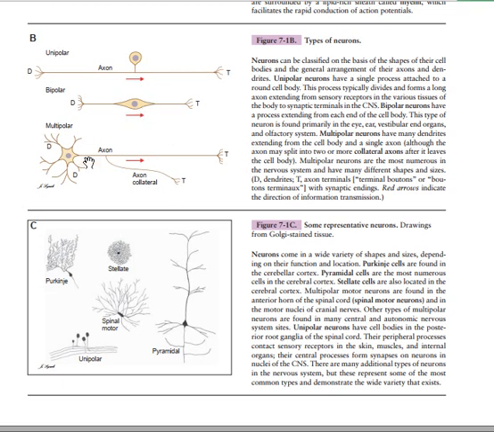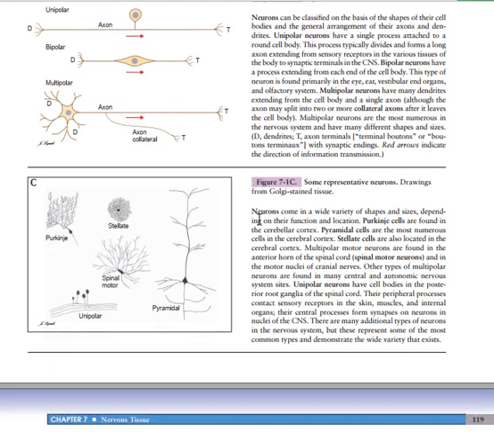Now the next one is a multipolar neuron. In a multipolar neuron, you have the cell body which is connected to multiple dendrites, and then a single axon with the axon terminal. We also have the axon collateral with its terminal. So those are the different types of neurons.